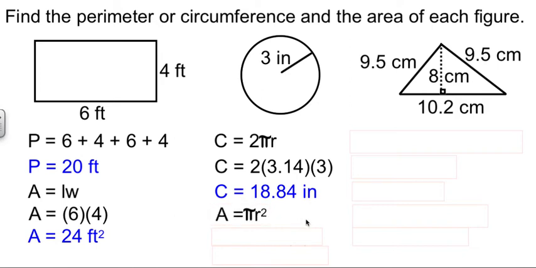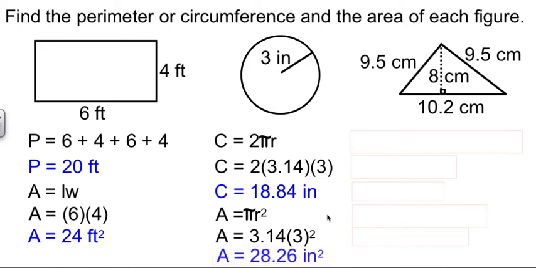Area for a circle is pi r squared, which is odd because every pie I've ever made is round. They're not square at all, but that's beside the point. Well, area then would be 3.14 times 3 squared, which my calculator tells me is 28.26 square inches. And again, you might have a little different answer if you dealt with the pi button instead of 3.14. And that's fine.